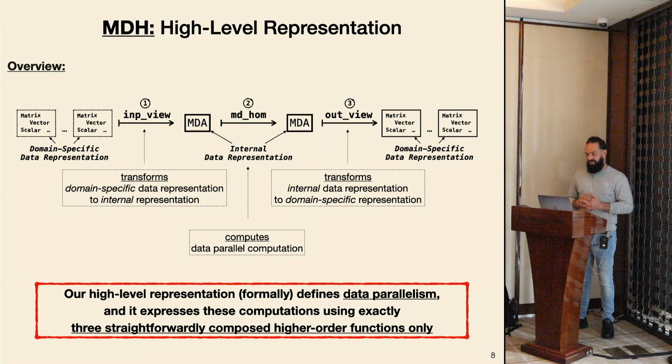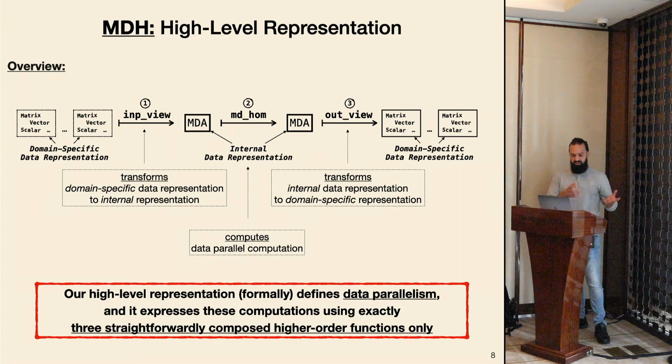There we specify the data accesses, and they mainly transform the domain-specific data representation, like for example scalars, matrices, vectors, and so on, to an internal data representation. MDHom is always responsible for expressing the data parallel computation, and OutView brings the internal data representation back to the domain-specific representation.